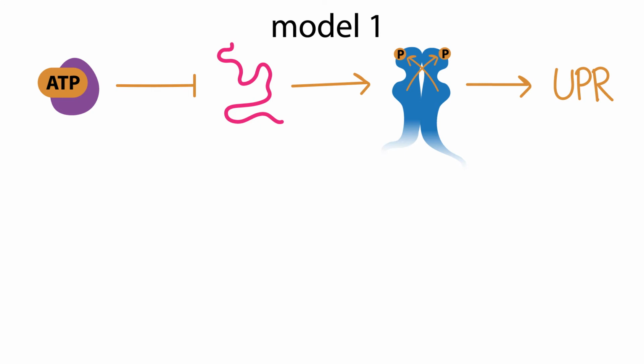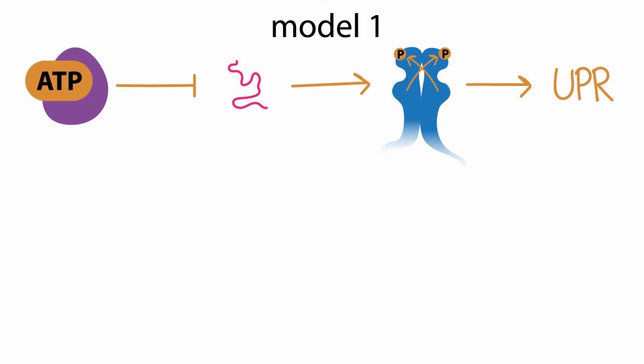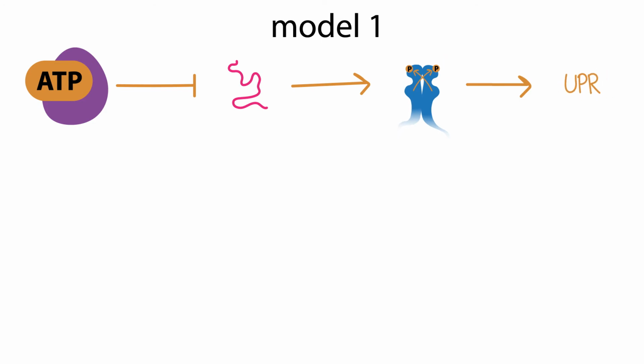How can we test this experimentally? Well, we can ask what happens if we overexpress BIP. If this model is correct, more BIP will lead to fewer unbound, unfolded proteins. And that in turn will lead to less self-association of IRE1, and thus less activation of the UPR. And indeed, when researchers conducted this experiment, they learned that if they overexpress BIP, they can indeed avoid triggering the unfolded protein response. So this result is consistent with our first model.